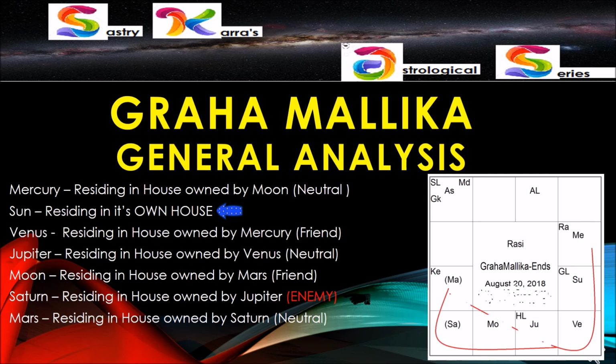Now here Saturn has been in Sagittarius for the last 1.5 years, and that means Saturn is residing in the house owned by its enemy. So for sure Saturn is going to do something bad. What exactly the bad is and what the intensity is depends on the native's birth chart. The last one is Mars. Mars is residing in the house owned by Saturn. Saturn is neutral to Mars. So fortunately, during this Saptagraha Mallika, the only negative impact that you can see from the planets is basically from the natural malefic Saturn.